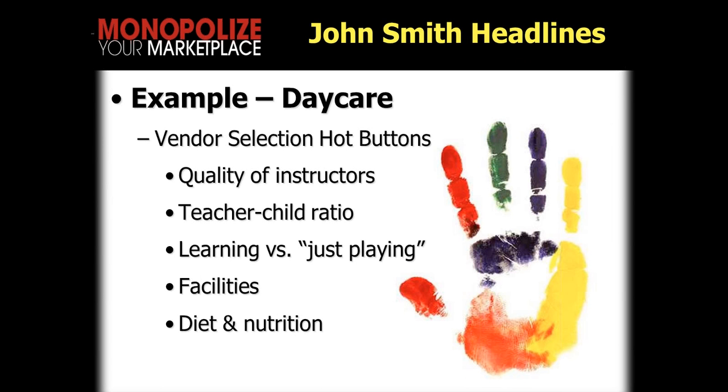Now remember, vendor selection, what I just said a minute ago, are hot buttons that describe why John Smith, your prospect, would want to buy from you instead of somebody else, okay? And these are some example hot buttons from the industry of daycare. Now just think about this for a minute. If you were trying to find a daycare to put your kid in, these are some of the things that would be important and relevant to you. The quality of instructors, the teacher-child ratio, learning versus just playing. There's got to be some sort of fine line there. You want them to have some fun, but you also want them to learn, and not all or none of one or the other, right?